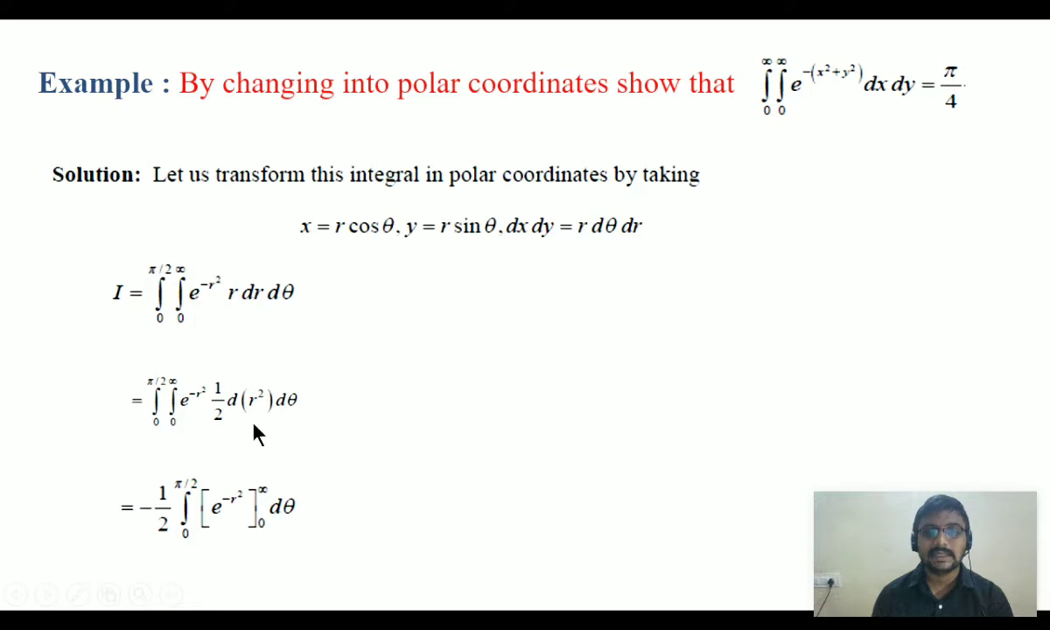So this single integration, the inner integral result will be e power minus r square, limits 0 to infinity. Now we have to substitute the upper limit as infinity, but e power minus infinity value is 0, because e power minus infinity can be written as 1 by e power infinity. E power infinity is infinity, but 1 by infinity is 0. So that e power minus infinity square value is 0. And then substituting the lower limit 0, e power minus 0 is e power 0, and e power 0 value is 1.